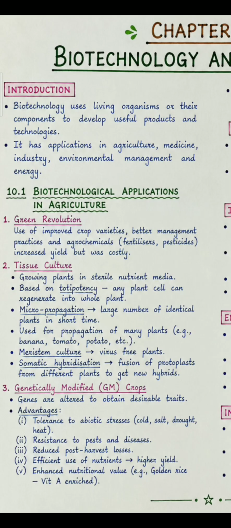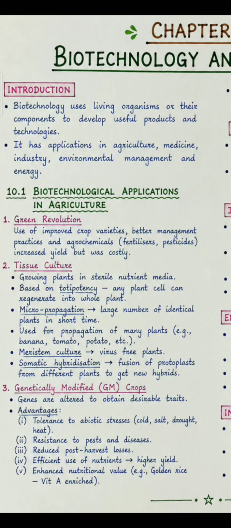And meristem culture: if a plant is infected with a virus, but the meristem, apical and axillary, is free of virus, hence we can remove the meristem and grow it in vitro to obtain virus-free plants.